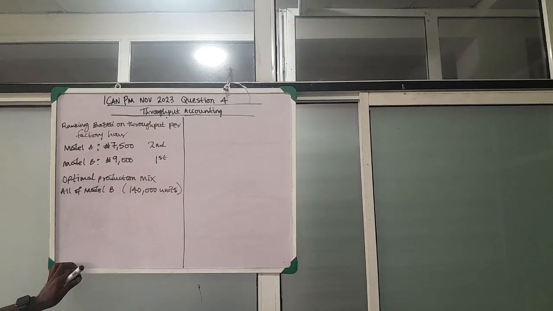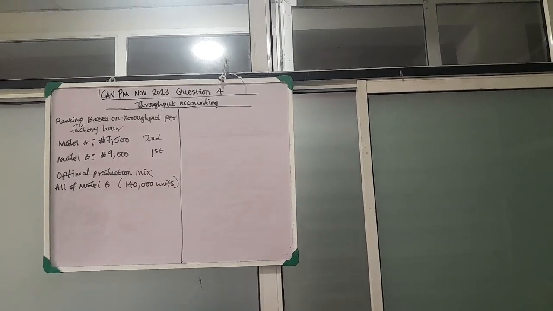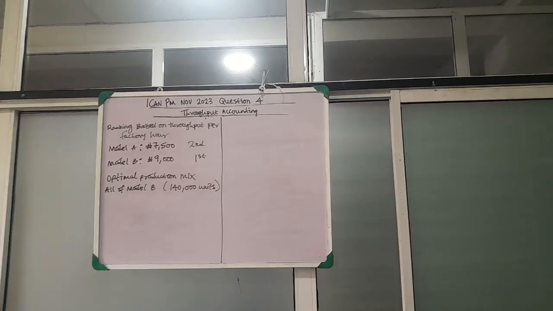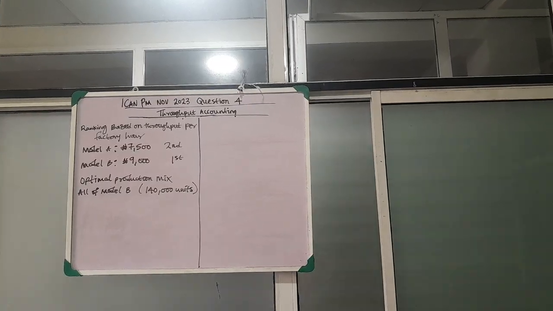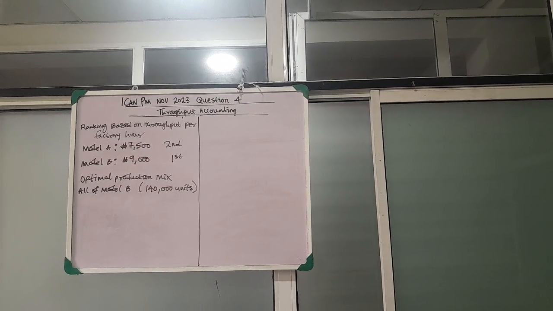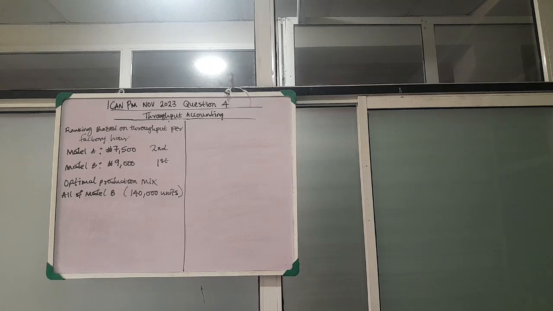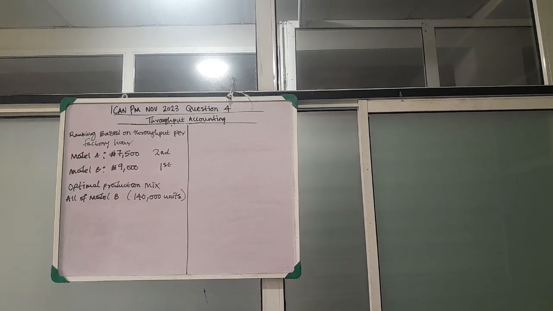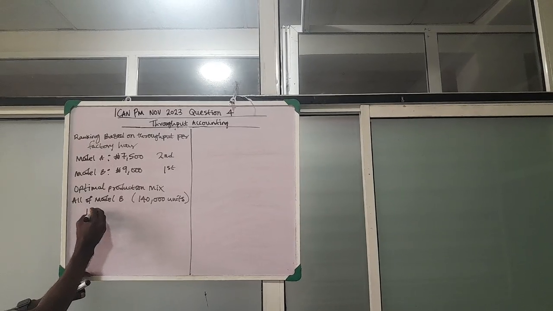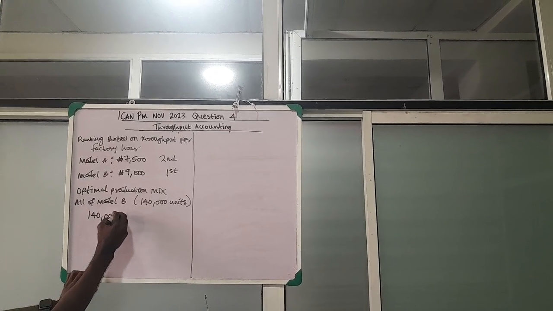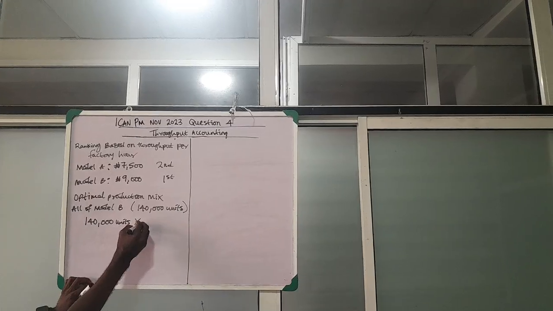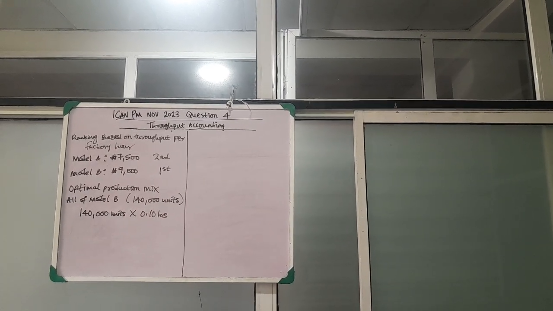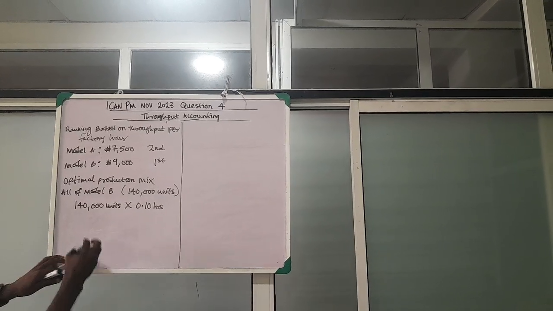Now we'll find out how many hours it will take us to produce that 140,000 units. We already have the hours it takes us to produce each item, which we have already done before. The hours per unit, which model B gave us, is 0.10 hours. So I will multiply 140,000 units by 0.10 hours to know how many hours it will take us to produce this. That gives us 14,000 hours.